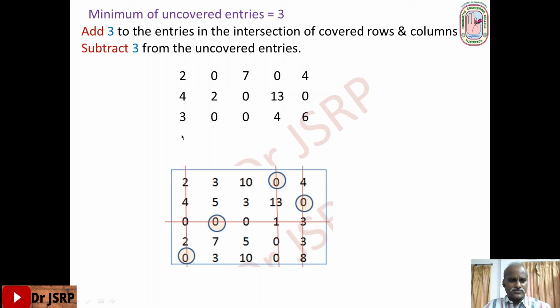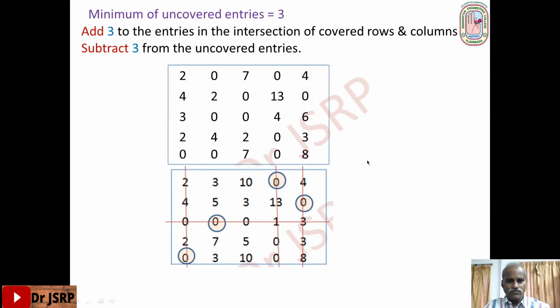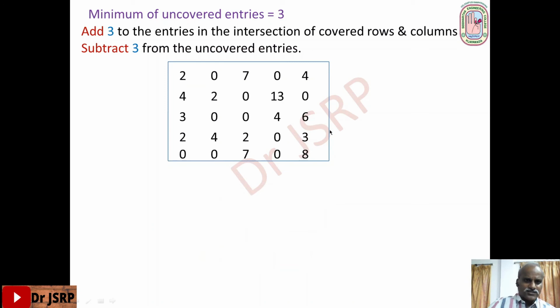And the same. 2, 7 minus 3, 4, 5 minus 3, 2. And these two remain the same. 0, 3. And this also remains the same. 0. 3 minus 3, 0. This is a new possible assignment. 10 minus 3, 7. These two remain the same. 0, 8. Okay. So this table gives new possible assignments.